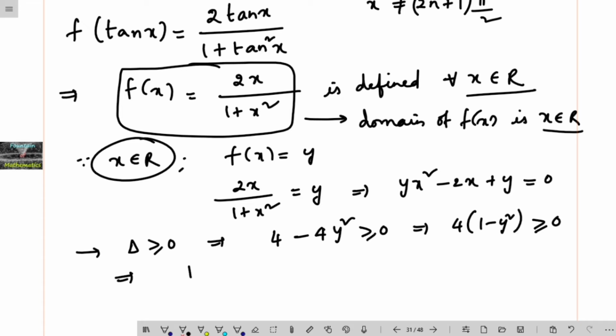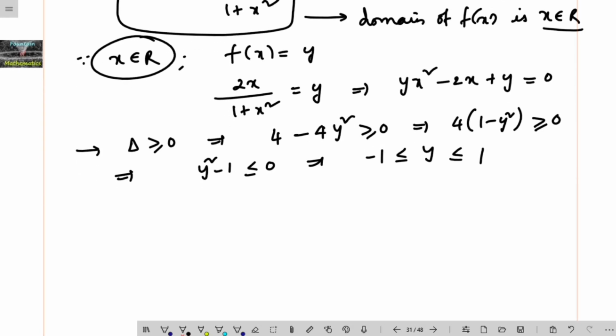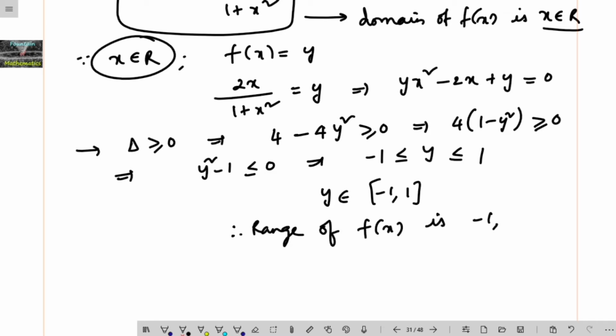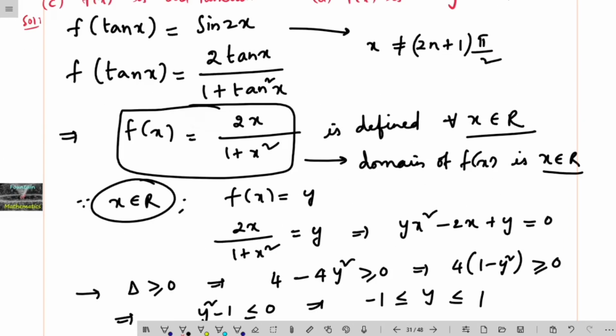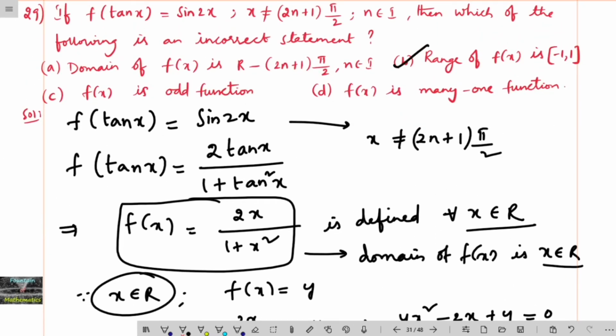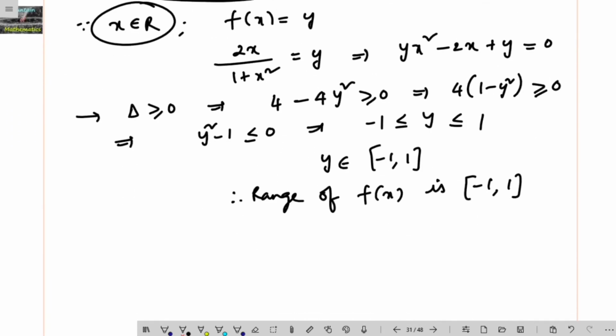We can also write it as y square minus 1 is less than or equal to 0, which implies y lies between minus 1 and plus 1, that is y belongs to minus 1 to 1. Therefore the range of f of x is minus 1 to 1. So among these options, range of f of x is minus 1 to 1, which is correct. Now let me check the other options. Since f of x is equal to 2x upon 1 plus x square.